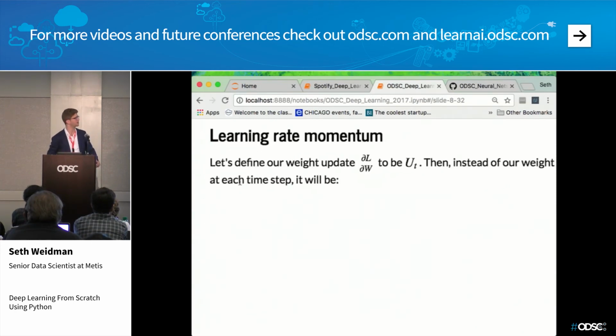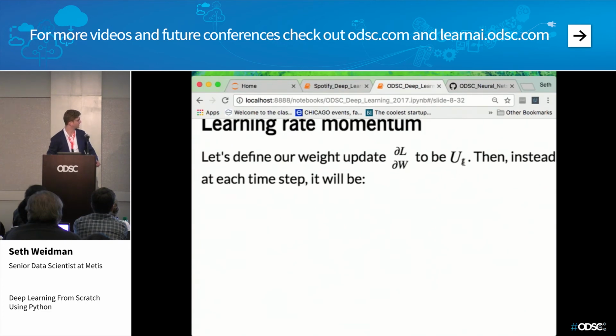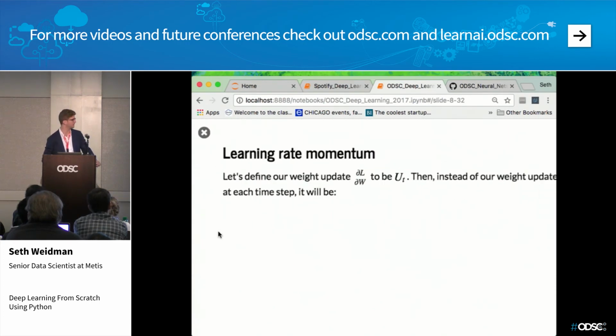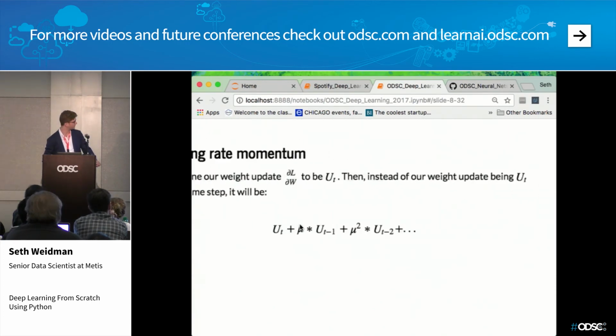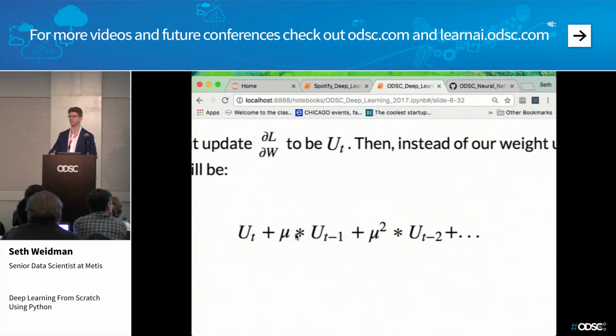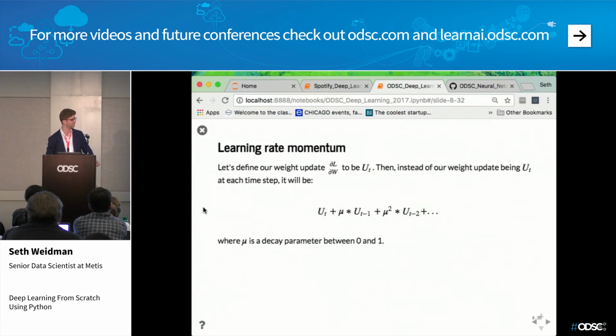So what does momentum actually do? If our weight update at each time step is u sub t, instead of being just u sub t, momentum would be this. It would be u sub t plus some momentum parameter times whatever the weight update was in the last time step, plus the momentum parameter squared times whatever it was 2 time steps ago, etc. So sort of a weighted sum going backwards of what all the weight updates have been.